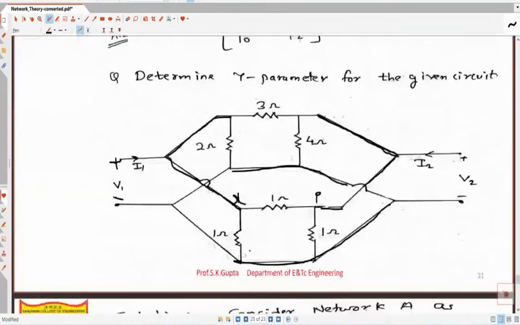So here the networks are connected in parallel. The pi combinations are connected in parallel because V1 is given to this node, let us say node 1, as well as to this node. I will name this node as 1, and this node also as 1. So V1 is given to both the networks and the negative terminal is also common. This is, let us say, node 2, and this is also node 2 because they are connected.